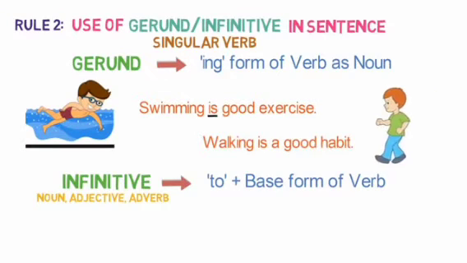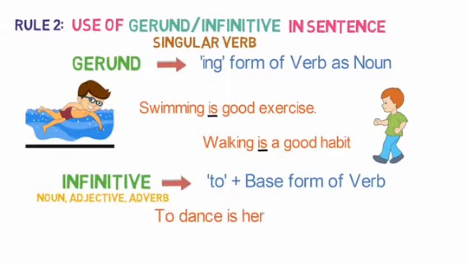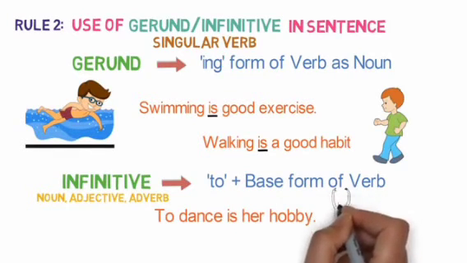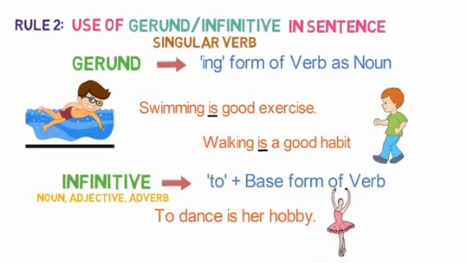Another example is walking is a good habit. Walking here is a gerund and it takes a singular verb is also. So when you have a gerund, an ing form of a verb functioning as a noun, you should use a singular verb. To dance is a hobby. To dance is an infinitive, a to infinitive. It also takes the singular verb is. Okay, so this is the basic rule for gerunds and infinitives in sentences.